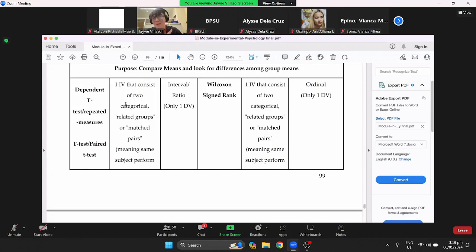So, malamang sa malamang, baka merong gumamit sa inyo ng dependent t-test. And again, guys, since this is parametric, you need to consider the normalcy or the number of your participants. So as much as possible, if your participants is 31 and above, or you have plenty of participants, then malamang dependent t-test ang gagamitin nyo.